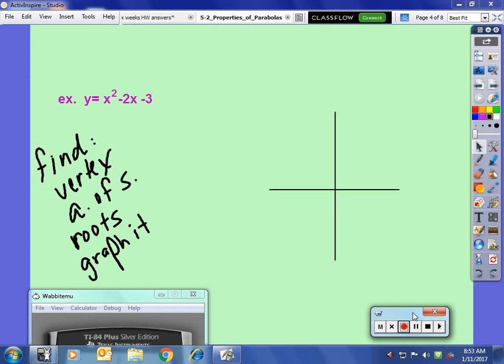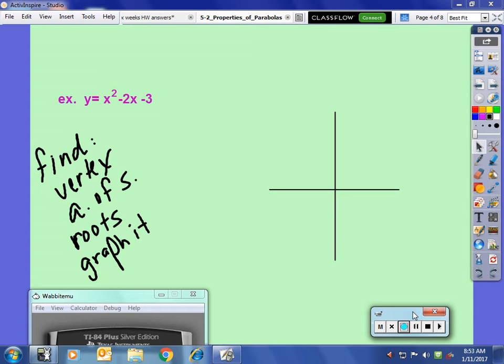Okay, guys, like I was saying earlier, today we're just going to spend some time reviewing and making sure you know how to find all of these things on a parabola. Sometimes a parabola is called a quadratic function. You have to be able to identify vertex, axis of symmetry, and roots. Those are the most important things on a parabola.